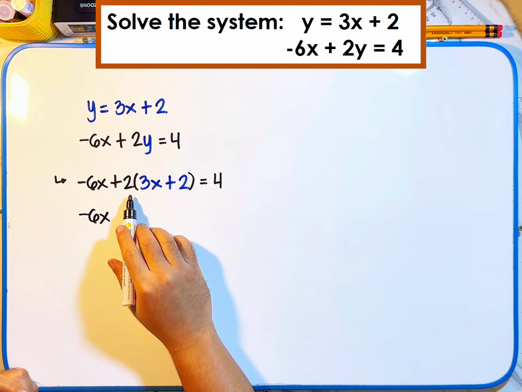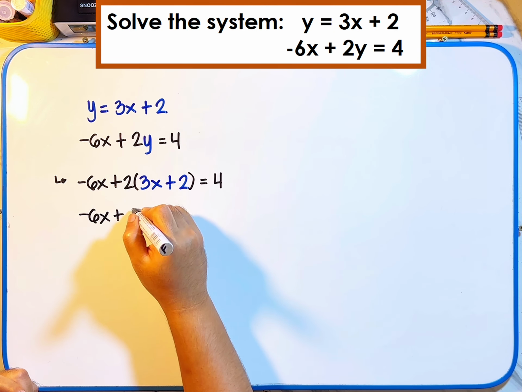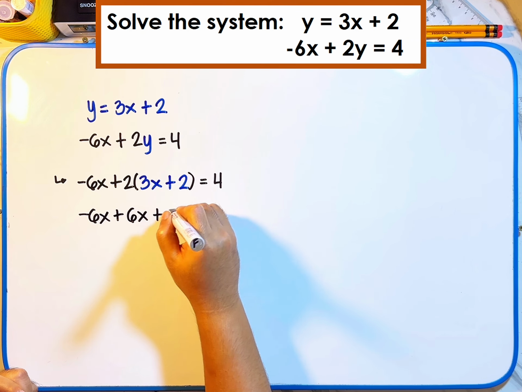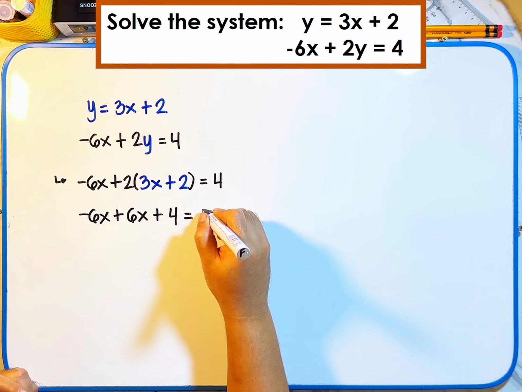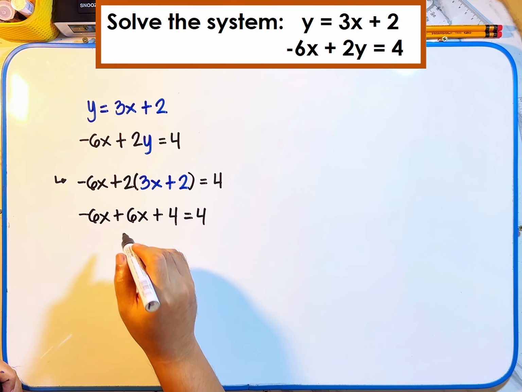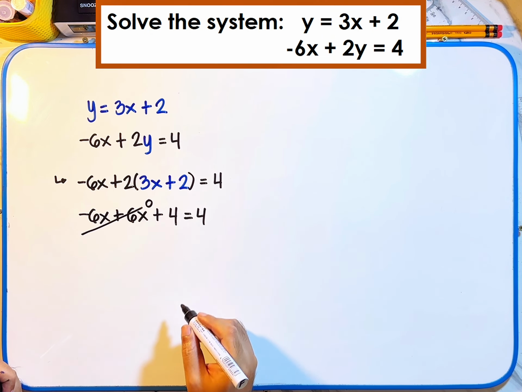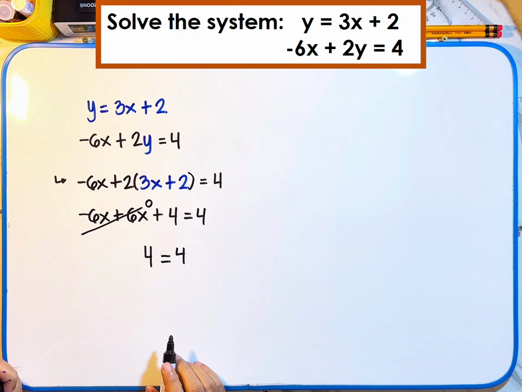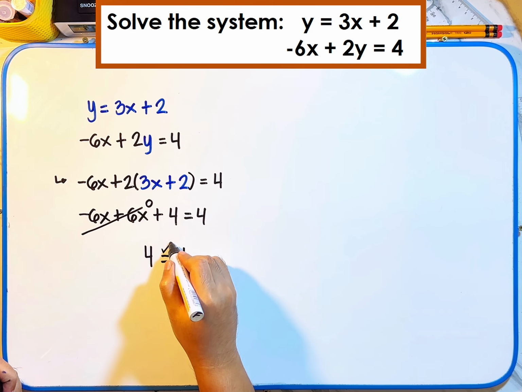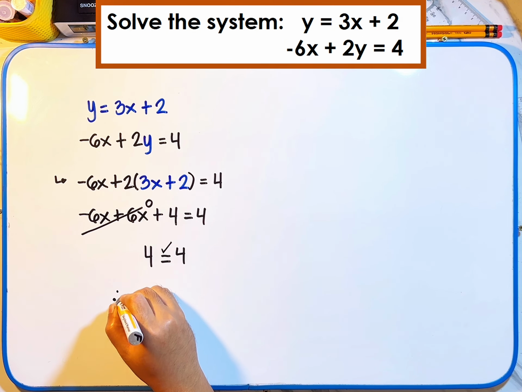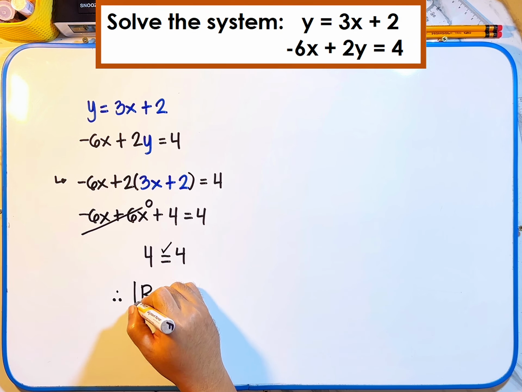Negative 6x, 2 times 3x, that's 6x. And then 2 times 2 is 4, so plus 4 equals 4. However, negative 6x plus 6x is also 0. Therefore, we're left with 4 is equal to 4. And 4 is equal to 4 is a true statement. So what does it mean? What is the solution? Well, the solution is all real numbers.